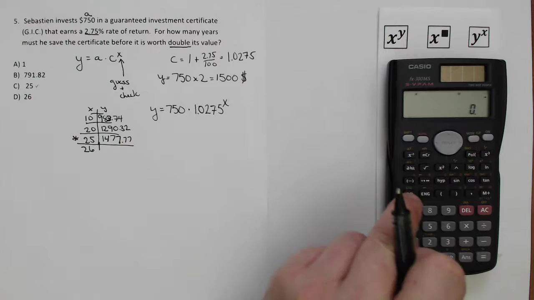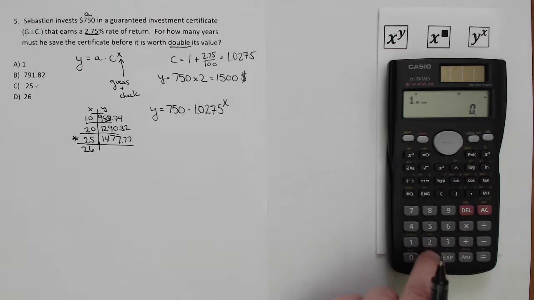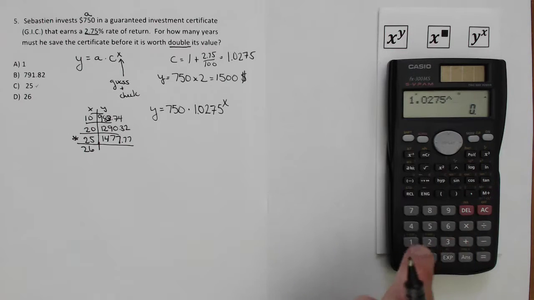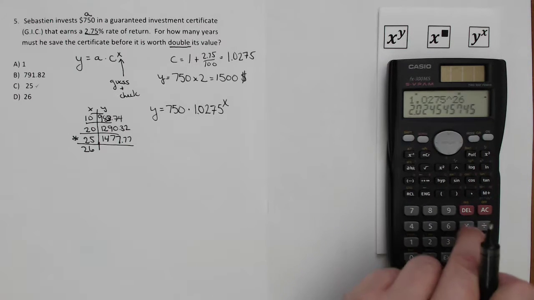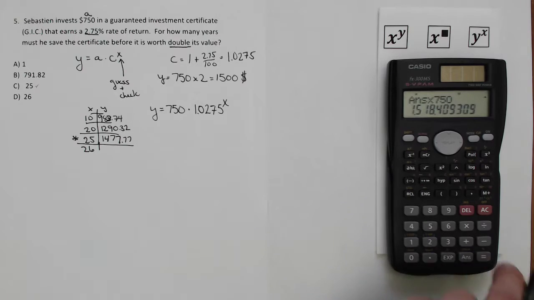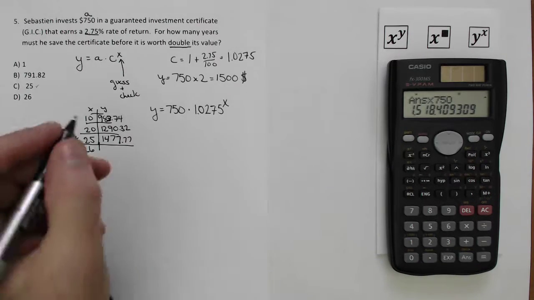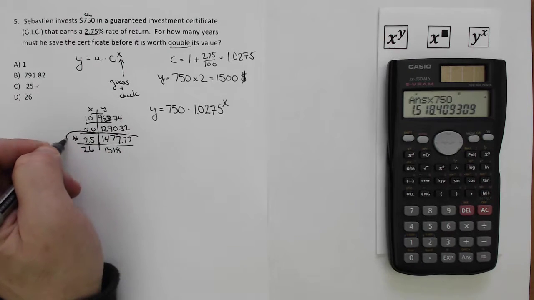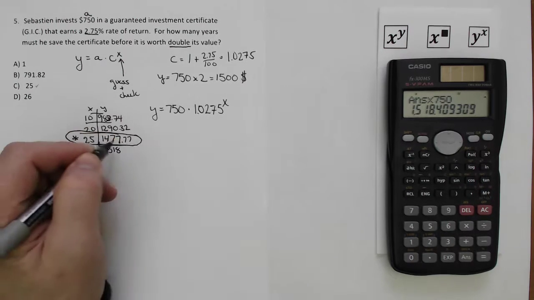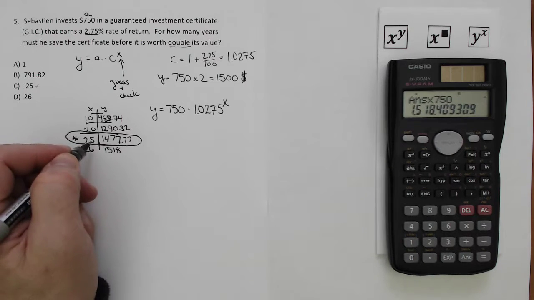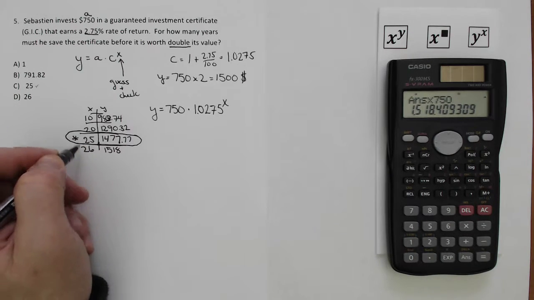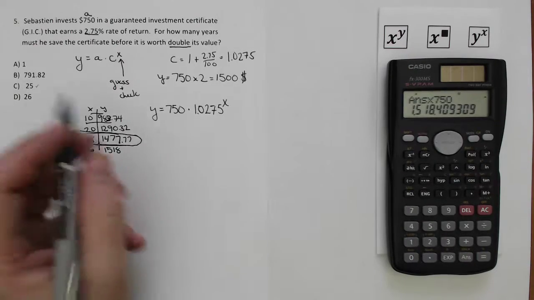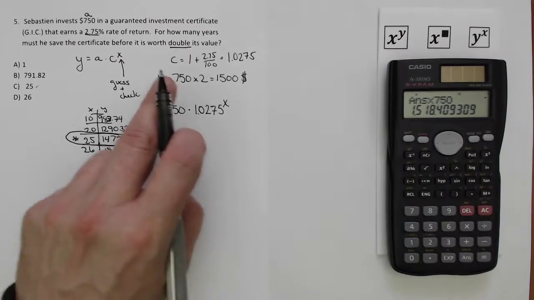So let's try 1.0275 to the power of, whichever button it is, 26 equals that, times the 750, and you can see I've gone over: 1518. And that means sometime during this 25th year is when I hit 1,500. You could try with decimals to find out where it is between 25 and 26, but it's in this 25th year that I will hit my target of $1,500.